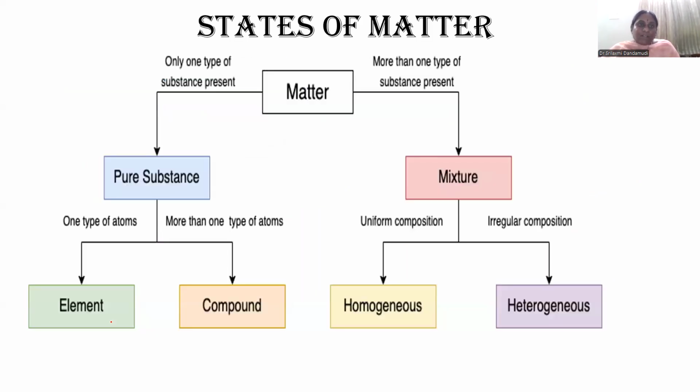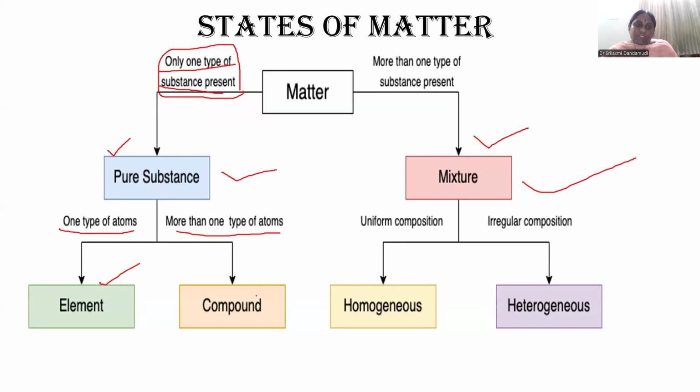Next, matter is again divided into two classifications: one is pure substance, the second is mixture. Based on the number of types of substances in the matter, it is divided into two classifications. A pure substance contains no other component, while a mixture contains more than one type of substance. In a pure substance, if only one type of atom is present, those are elements. If more than one type of atom is present, those are called compounds. So here we go to mixtures.